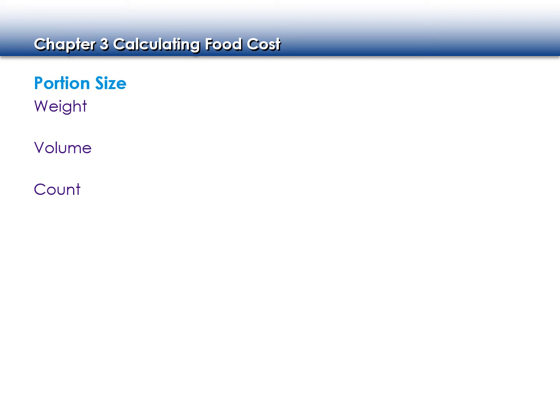And our portion size, in this case, we had 4 ounces of sauce and 4 ounces of pasta. So those are by weight. Actually, I take that back. The pasta is by weight, the sauce is by volume. Weight is things that you weigh. Volume is typically liquids. And then count is the number of things on a plate.